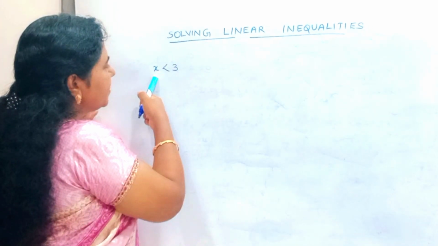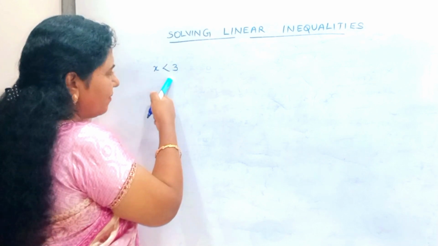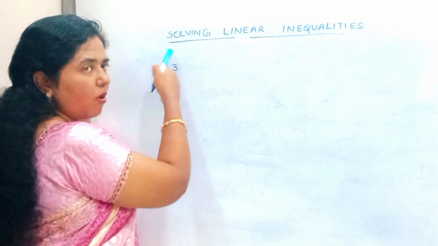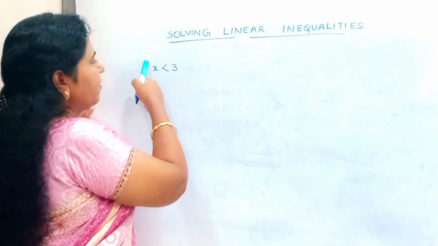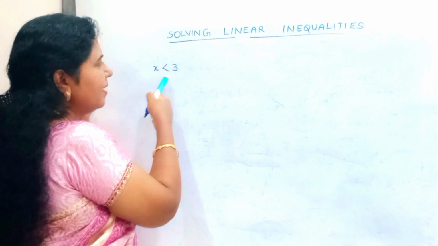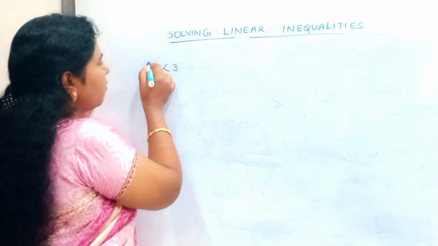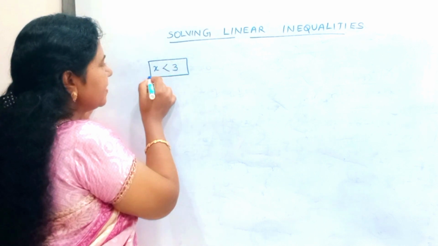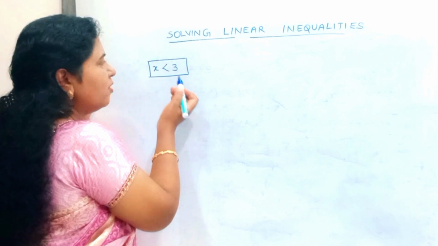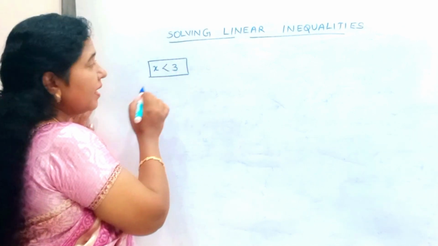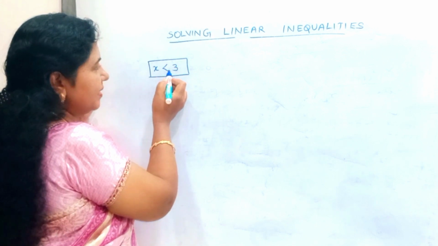Here it is x less than 3. Here we are not having an equal to sign, so it is not an equation, it is an inequality. We are having x on the left hand side and 3 on the right hand side. So the meaning for this inequality is the value of x can be any value less than 3. x cannot be equal to 3, since we are having a less than symbol.